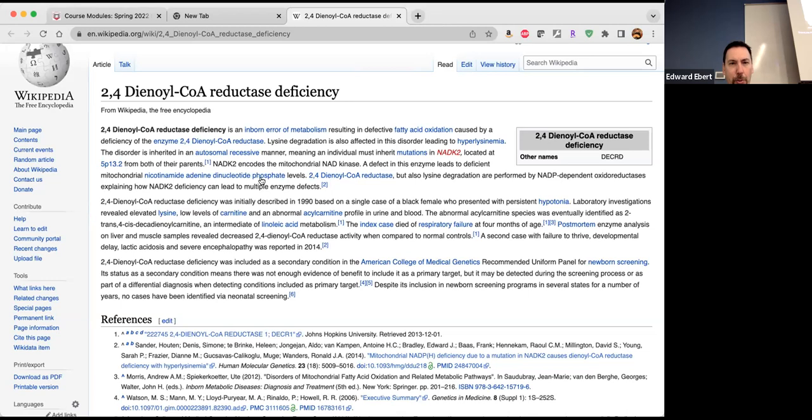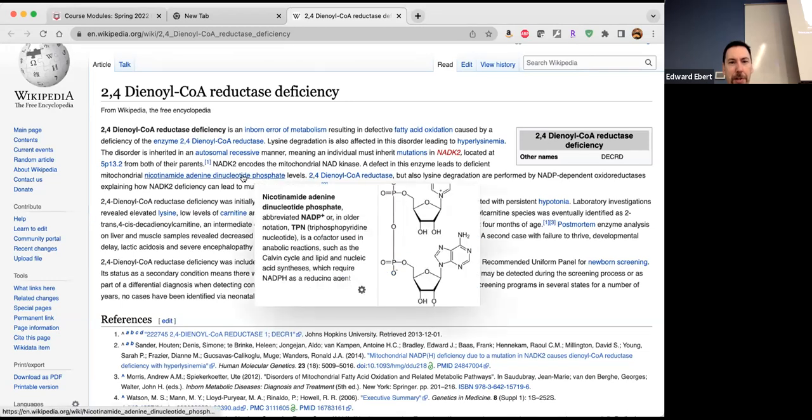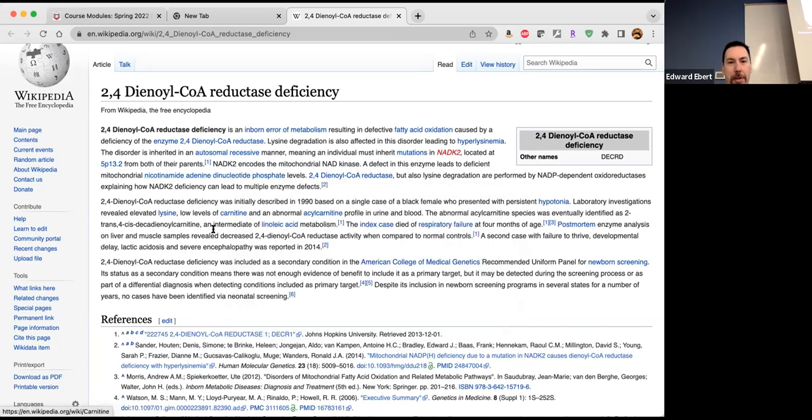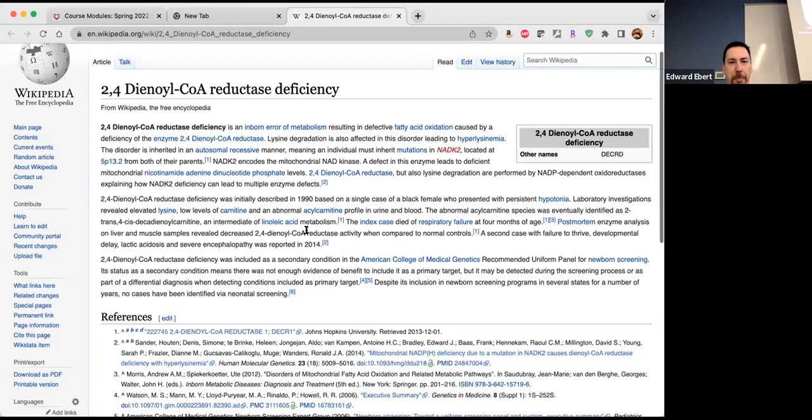All right. So we also see low levels of NAD plus in here, where we tend to be lacking some of our electron transfer compounds. So again, that's why we don't see this lysine degradation, because we require NAD in there for that. Okay.